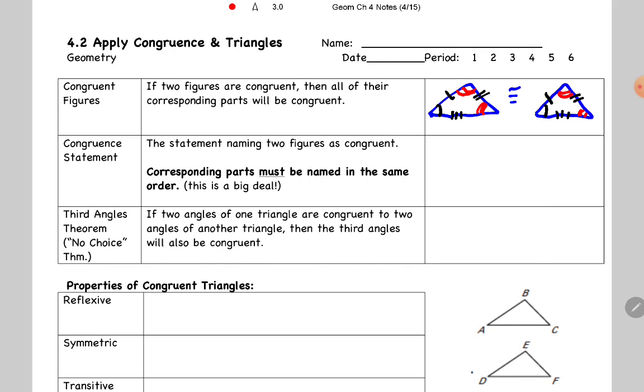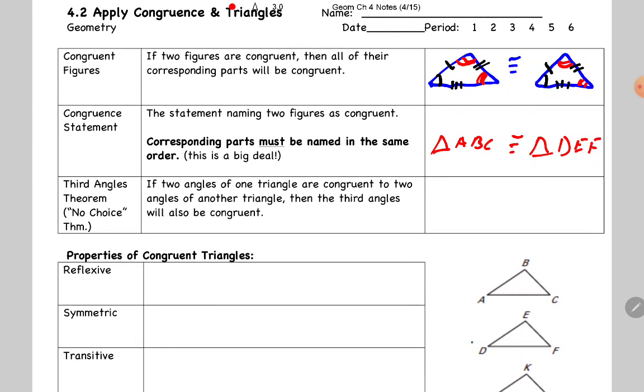So right now, if we wanted to prove that two figures were identical, we would need to show that all their sides are the same length, and we need to show that their inside angles, or their interior angles, are the same. So congruent statements. The statement naming two figures as congruent. So for example, triangle ABC is congruent to triangle DEF. That's just a congruent statement. So wherever triangle ABC is, DEF, they're the same.